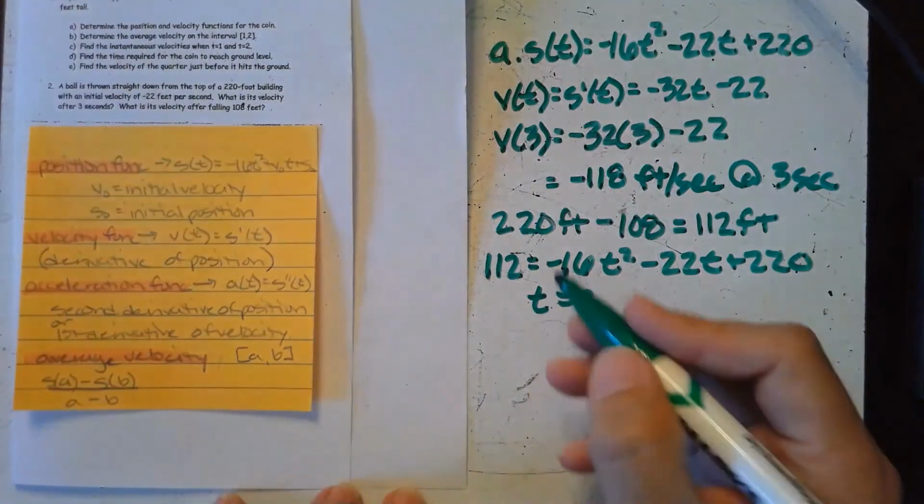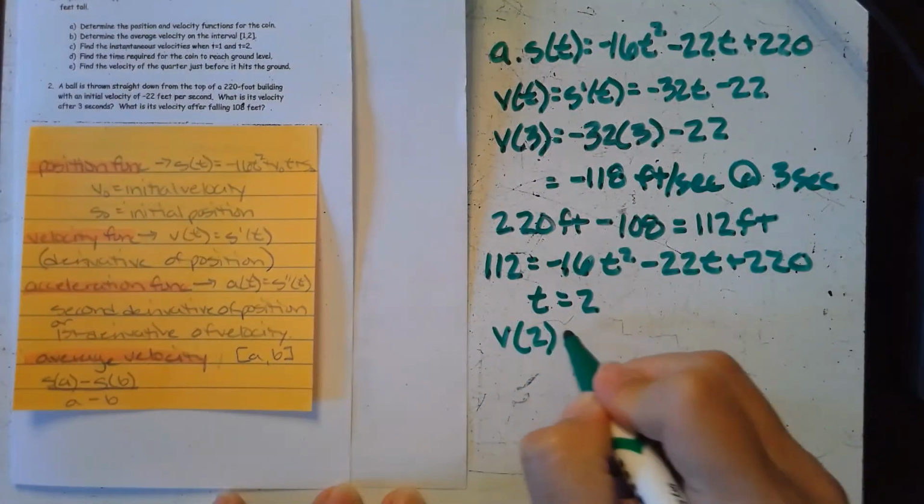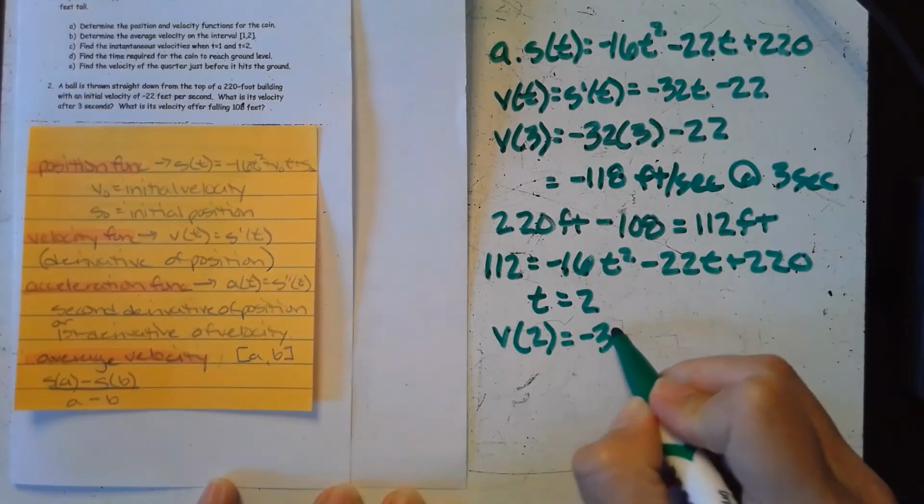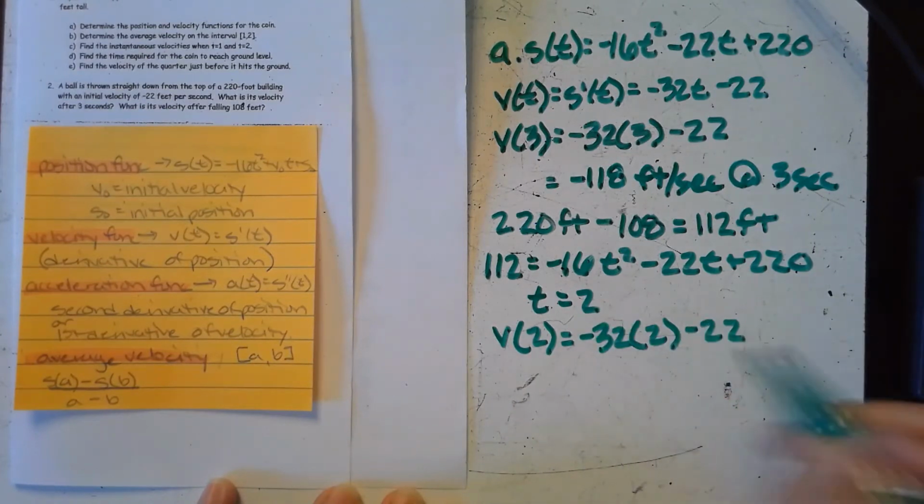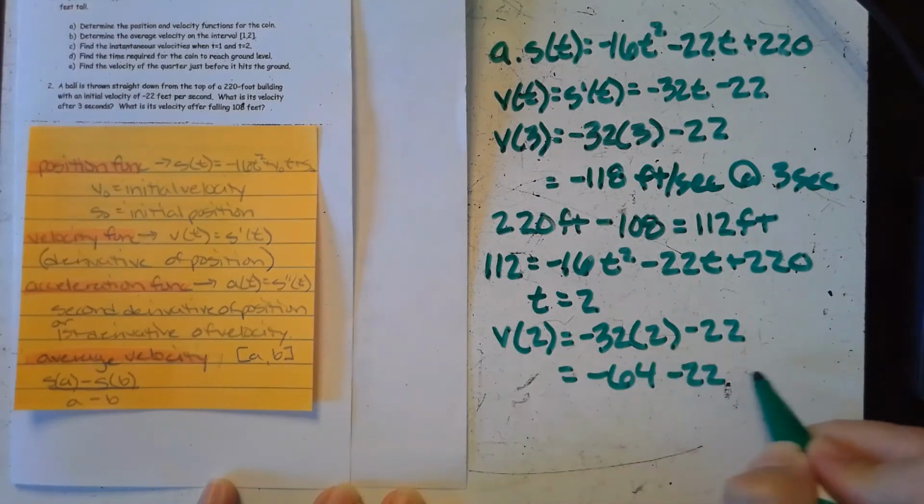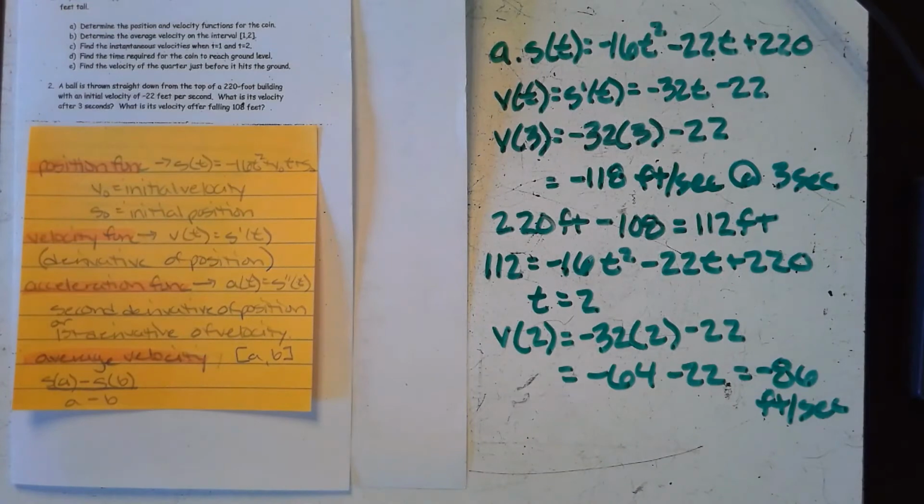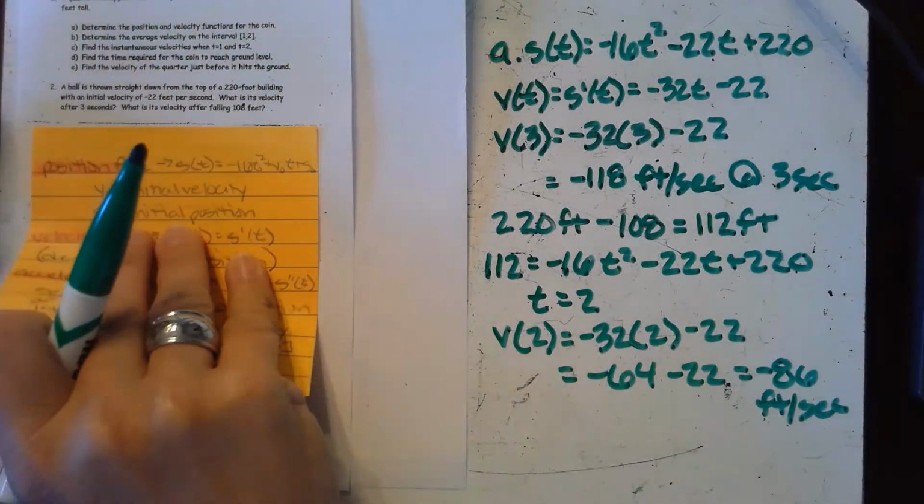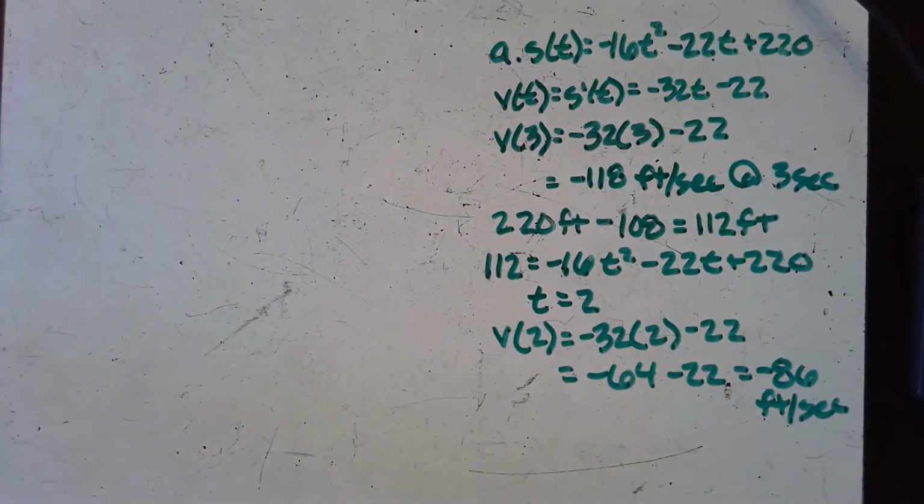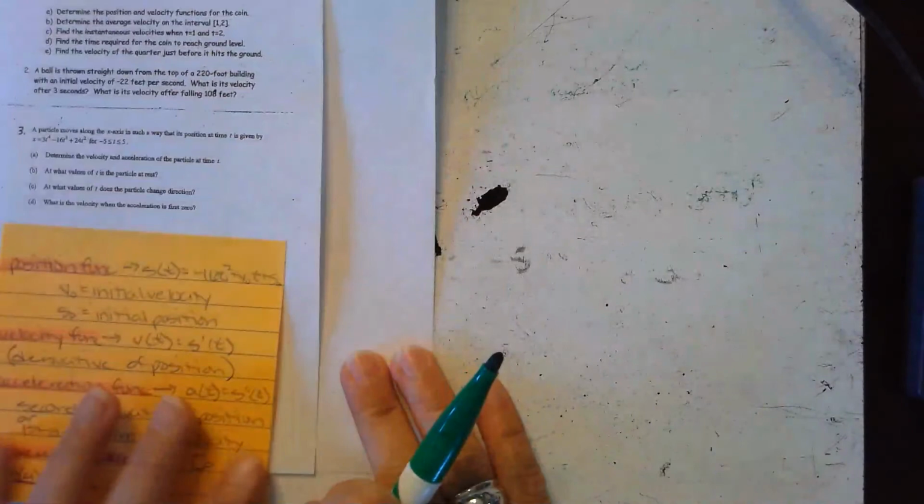Now I need to find the velocity at 2. So -32 times 2 minus 22 equals -64 minus 22, which is -86 feet per second. So when it has fallen 108 feet, that means when it's 112 feet from the ground, its velocity is -86 feet per second. And we have one last problem. If you want to freeze this and try it on your own, feel free to.